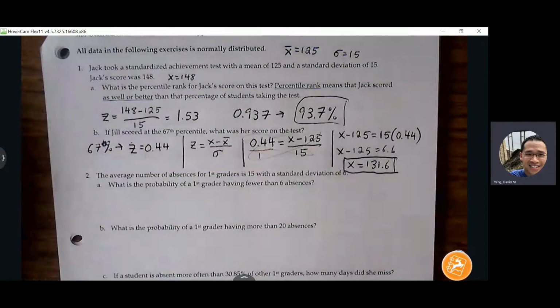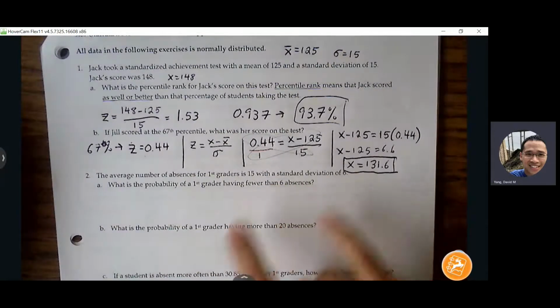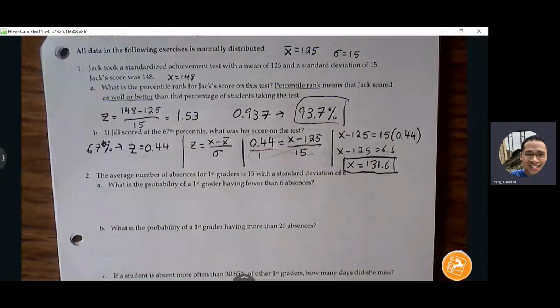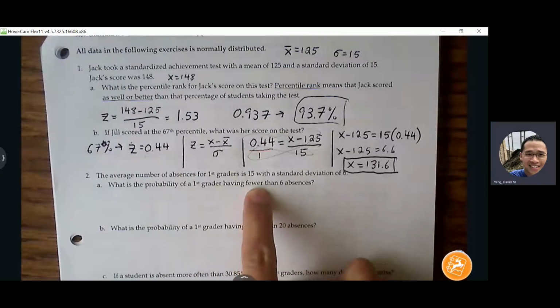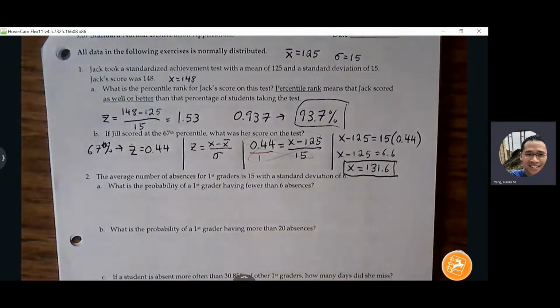Okay, number 2, average number of absences for first graders is 15 with a standard deviation of 6. What's the probability of a first grader having fewer than 6 absences? Okay, so we know that if it's fewer than, it's less than, that is good. That makes it an easier problem. Whatever decimal you get is fine, right?